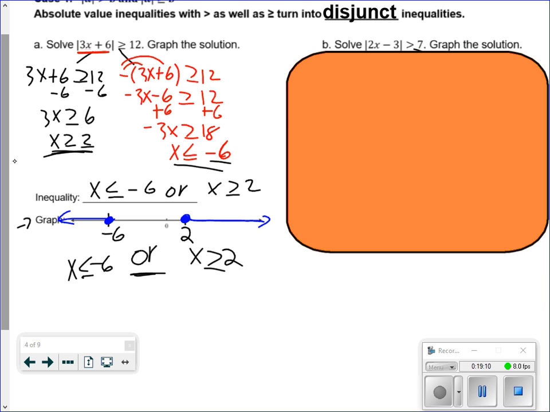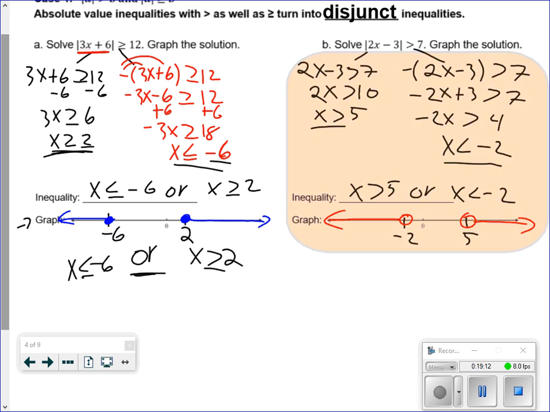Okay. Hopefully you paused it. Hopefully you did the problem. But this is what you should have done. So it's already isolated for us, so we don't have to do any extra work there. But you have to make your two cases. When you make your two cases, you should get x is greater than 5 or x is less than negative 2. Those are my two solutions.